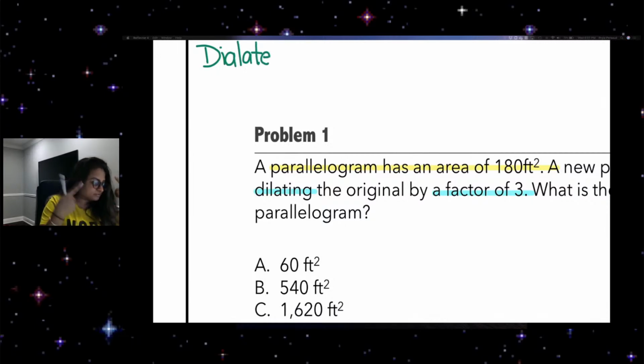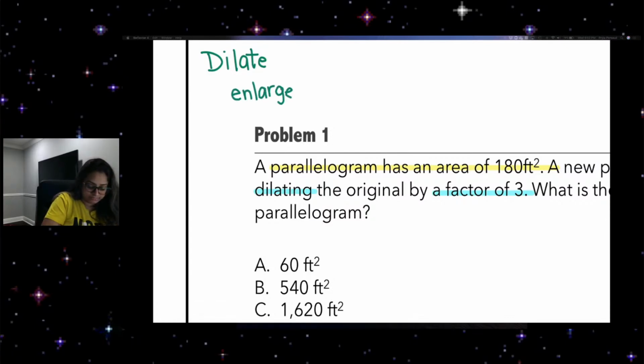So dilate like your eyes. I spelled it really wrong. Let's try that again. So dilate like your eyes, they get larger and smaller, right? So same thing here, it's going to enlarge or shrink by the scale factor.